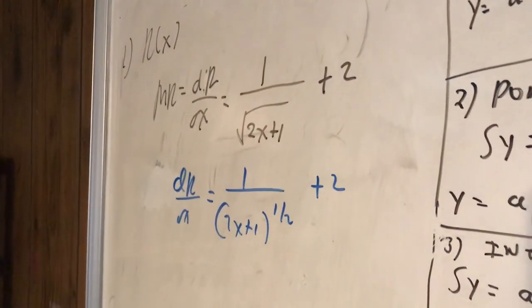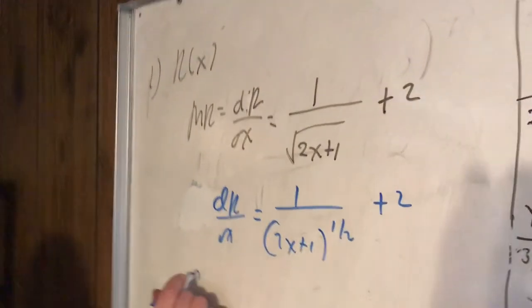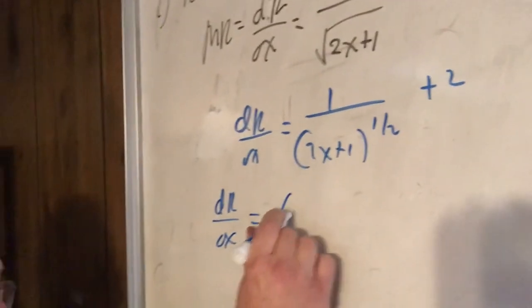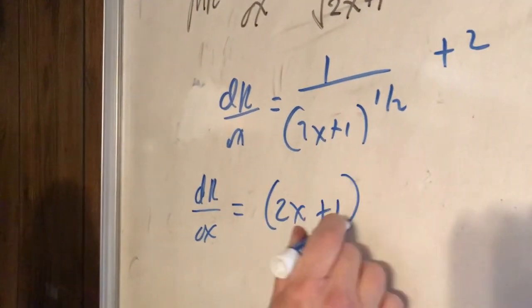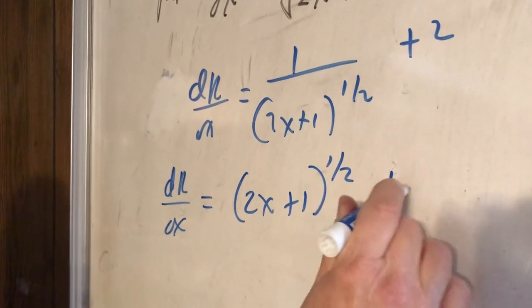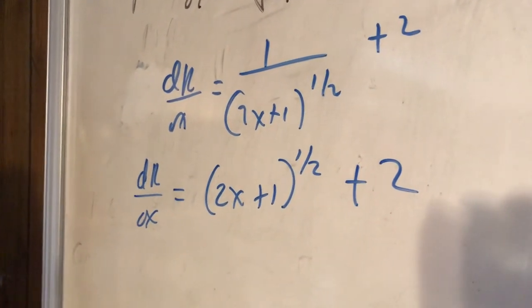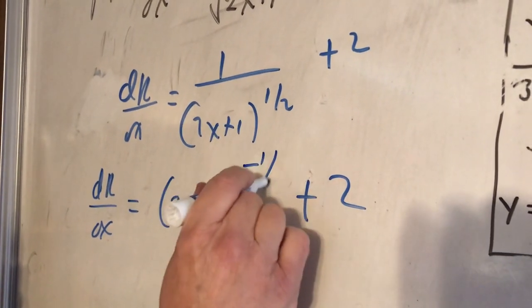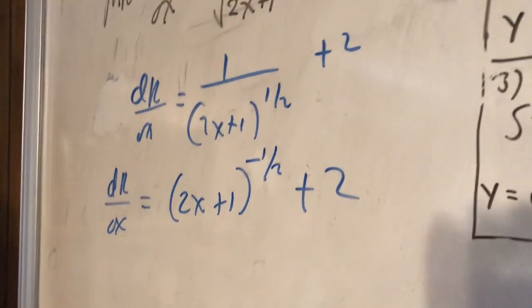Let's bring that up into the numerator to make it easier to do. (2x plus 1) to the 1/2, plus 2. Minus 1/2. Oh, minus 1/2, right. Thank you very much. Change the sign as you go to the numerator.